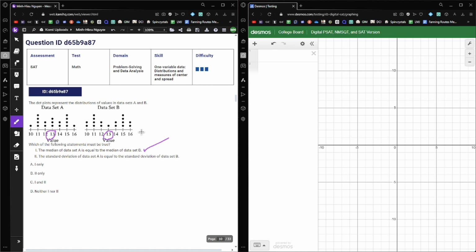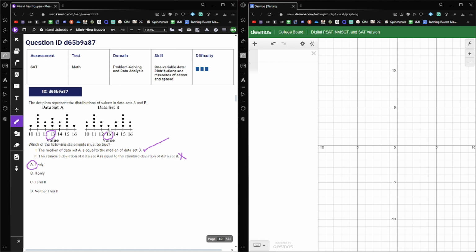Next up, you also notice that dataset A is more clustered compared to dataset B, which is more spread apart. This means that dataset A, of course, has a smaller standard deviation compared to dataset B. So the standard deviation will not be equal. So 2 is not true. So your only right answer is going to be A.